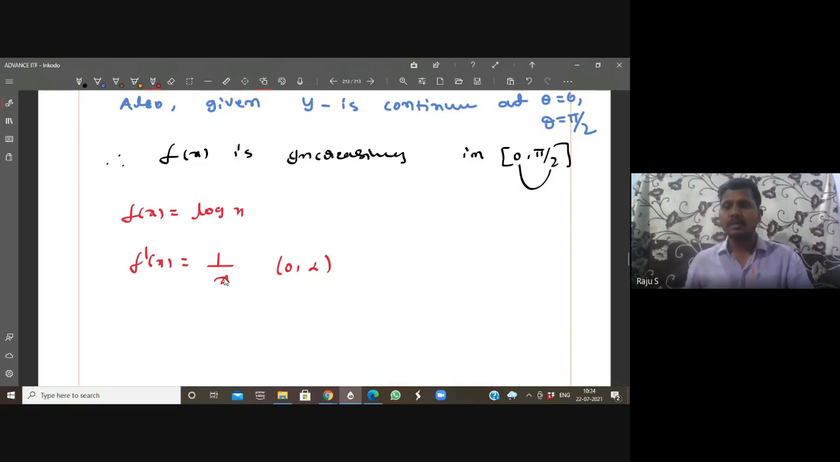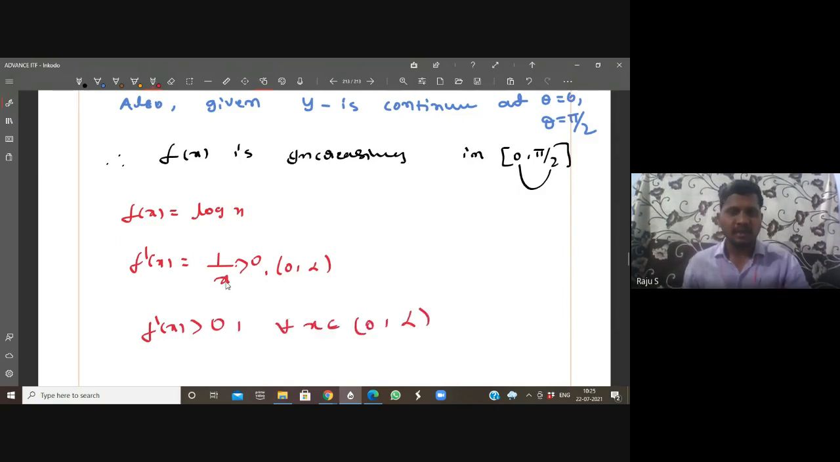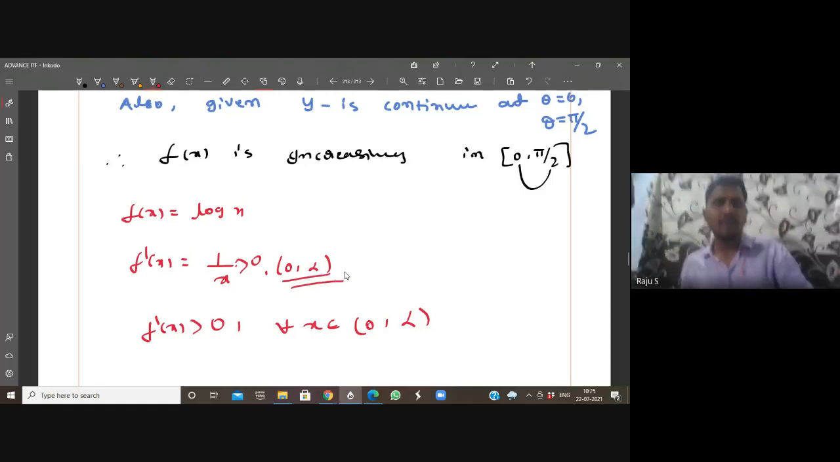Okay, students. So when I substitute values here, it is always greater than 0. x belongs to this interval. So f dash of x is greater than 0 for every x belonging to the open interval 0 to infinity. Is it greater than 0 or not? See here, in this interval, take x values from 0 to infinity.